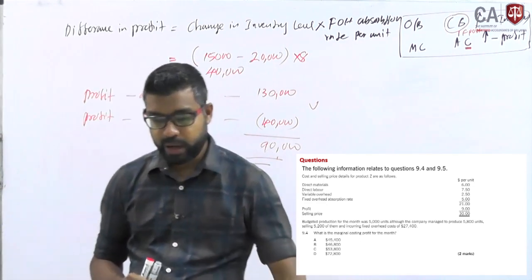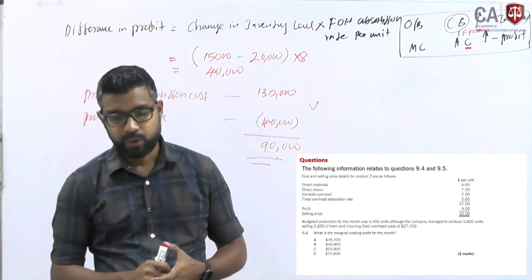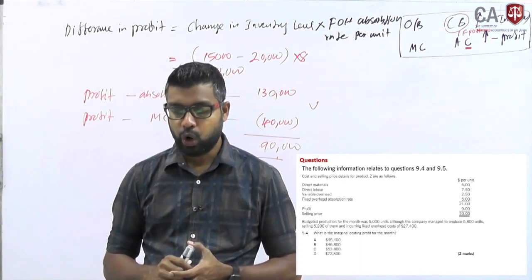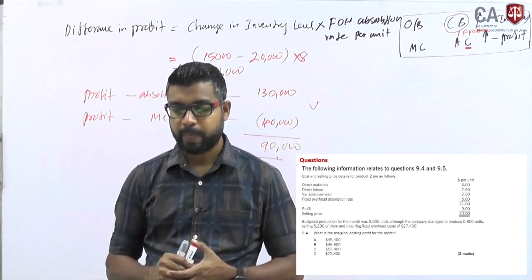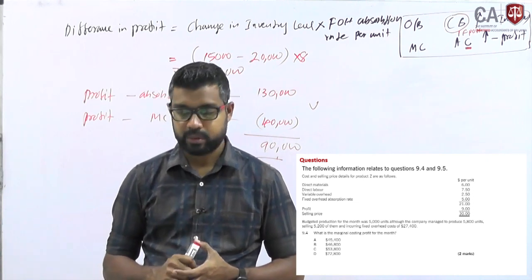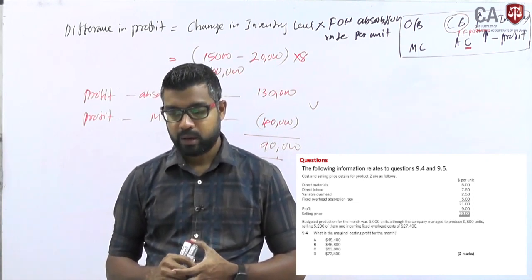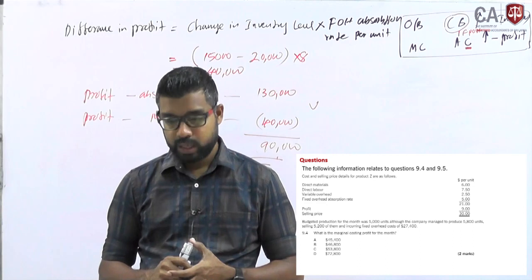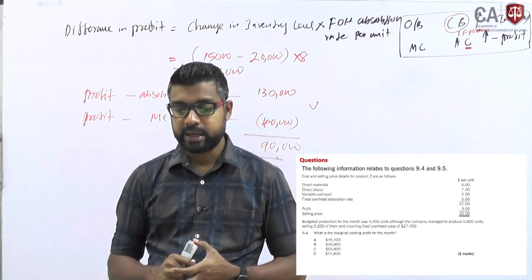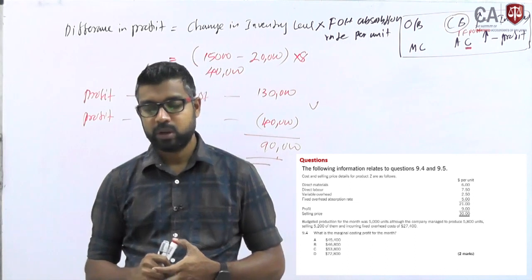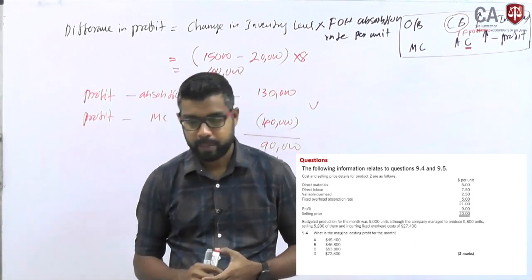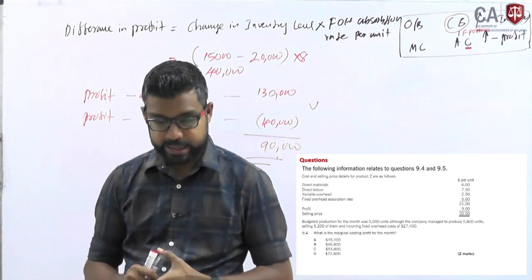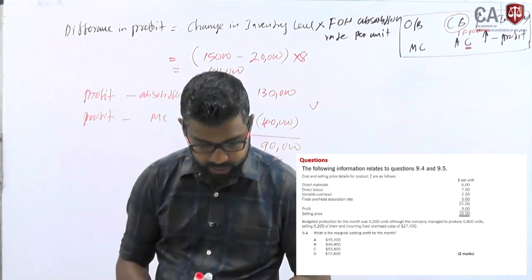Budgeted production for the month was 5,000 units, although the company managed to produce 5,800 units, and selling 5,200 units of them and incurring fixed overhead cost of 27,400. What is the marginal costing profit for the month? They are asking the marginal costing profit for the month.